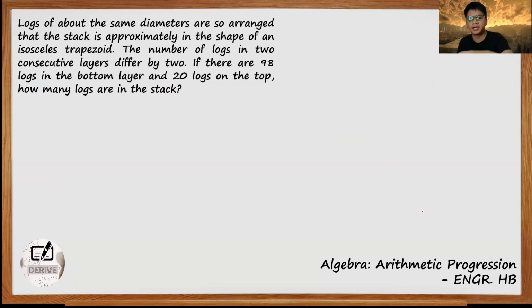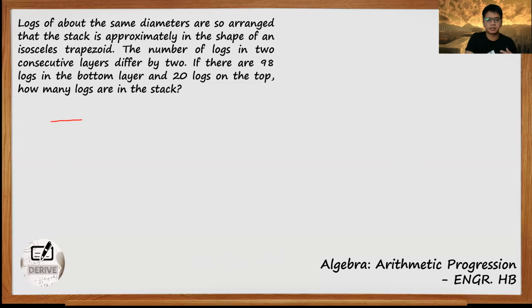Okay, so for the final problem, logs of about the same diameters are so arranged that the stack is approximately in the shape of an isosceles trapezoid. The number of logs in two consecutive layers differ by 2. If there are 98 logs in the bottom layer and 20 logs on the top, how many logs are in the stack? Okay, so introducing an isosceles trapezoid.